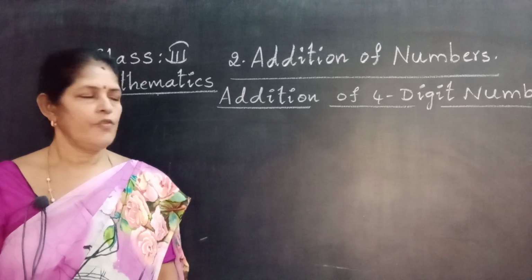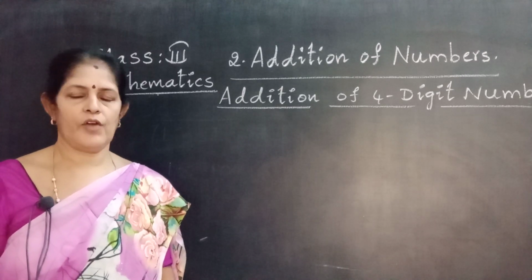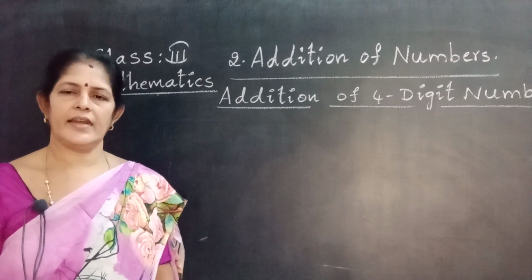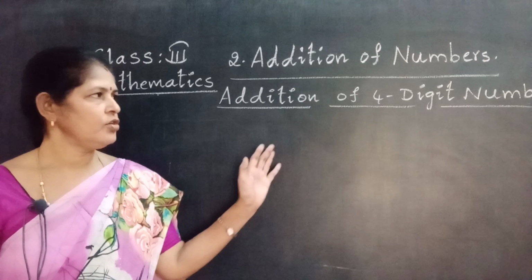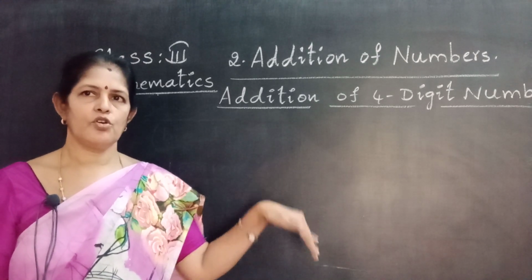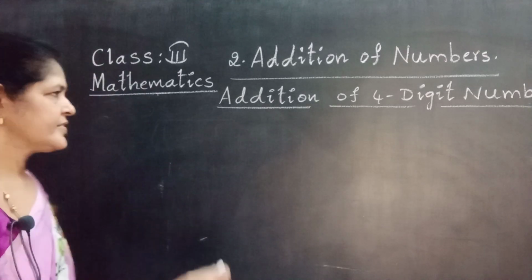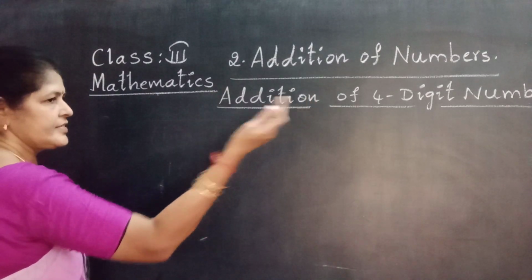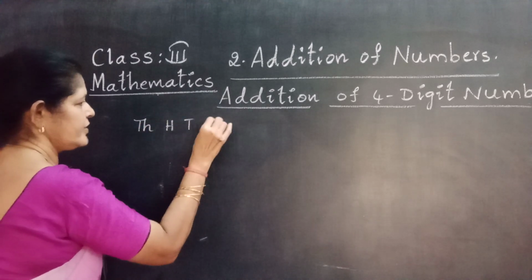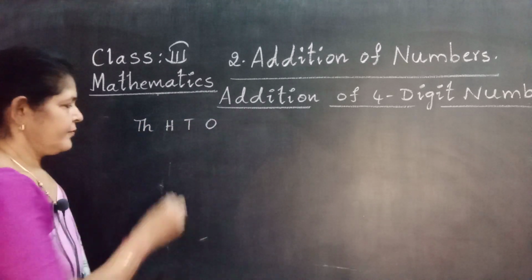What is the first 4-digit number? 1000. The last 4-digit number is 9999. You already learnt this. Now I am going to revise once again, then go to the next. See the examples. 4-digit means 4 places: thousands, hundreds, tens, ones.